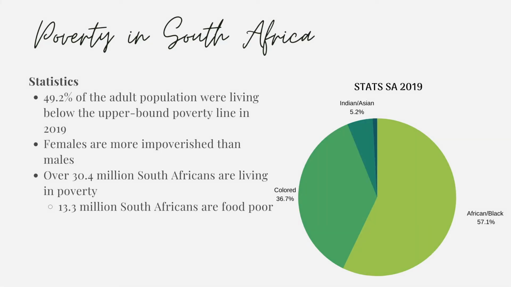49.2% of the adult population were living below the upper bound poverty line in 2019, and females are more impoverished than males. Over 30.4 million South Africans are living in poverty today.